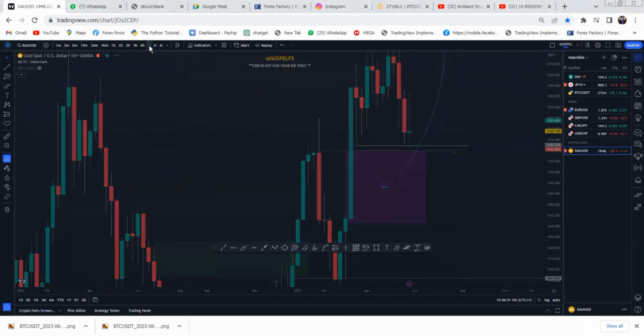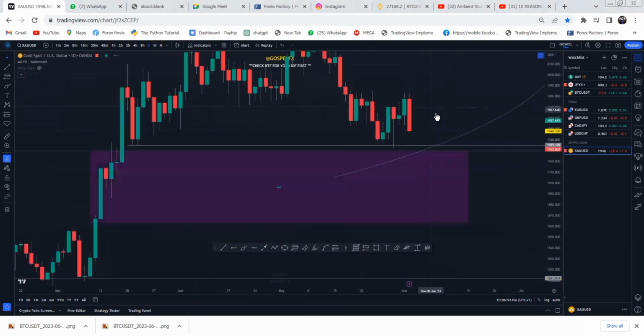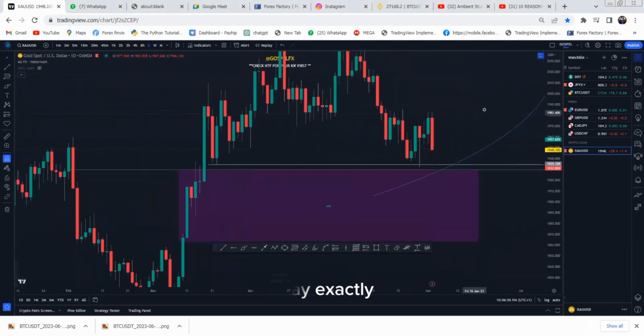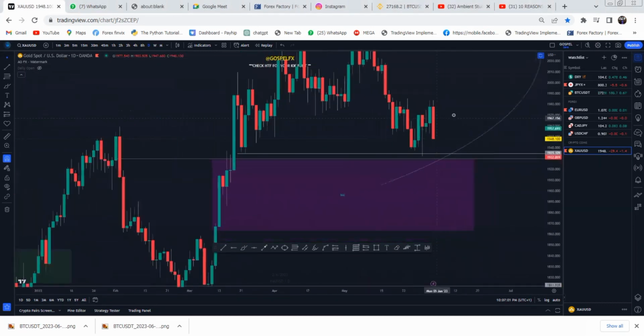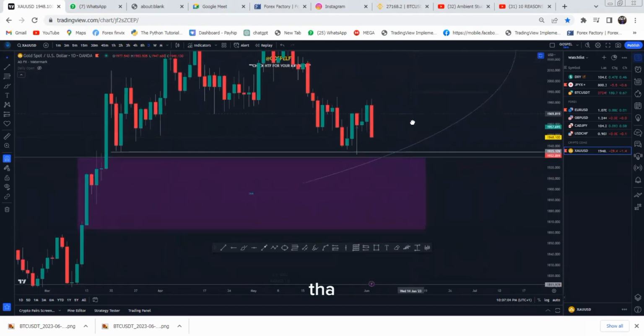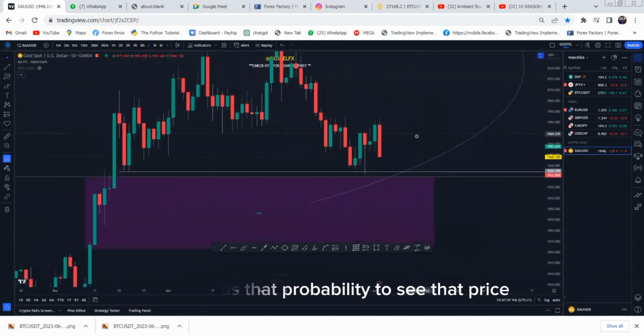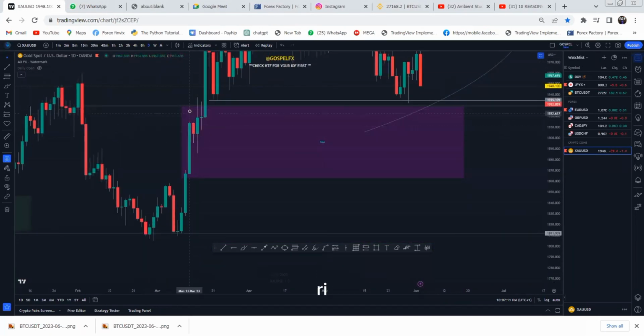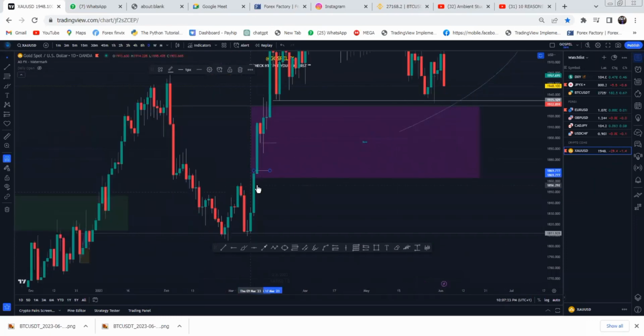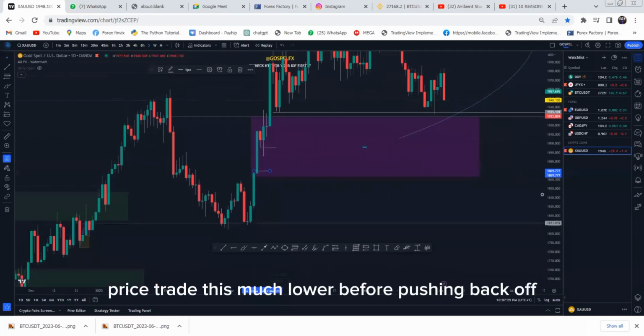Let's check the daily time frame to see what that might look like. Now, with the close of this Friday, that gives us the probability that price might really want to come down deeper into this fair value gap, all this inefficiency here. Though price filled this on the daily, we still have this fair value gap down here as well, but I wouldn't really want to see price trade this much lower before pushing back up.